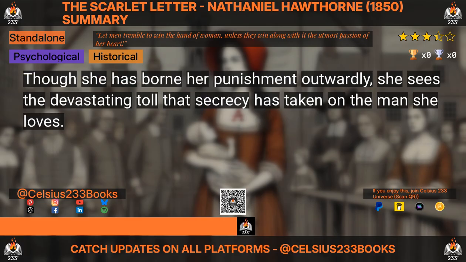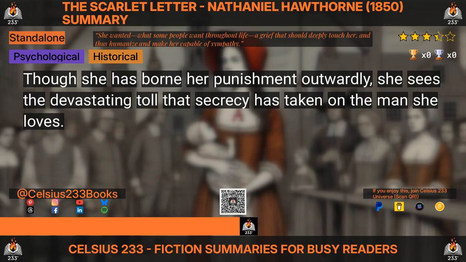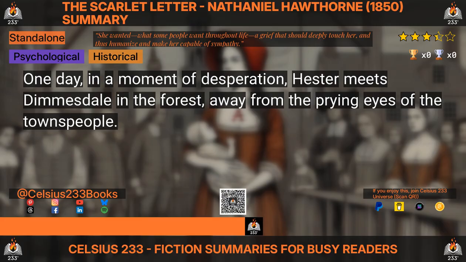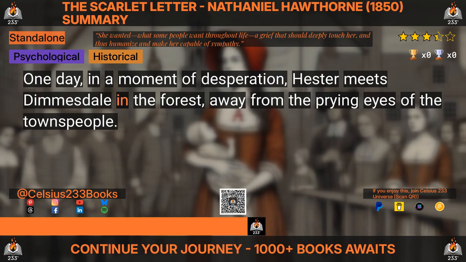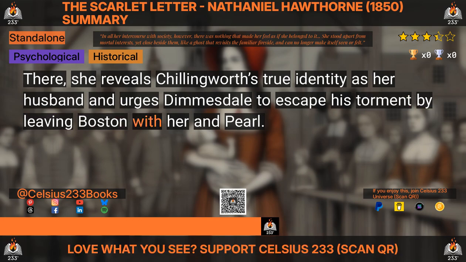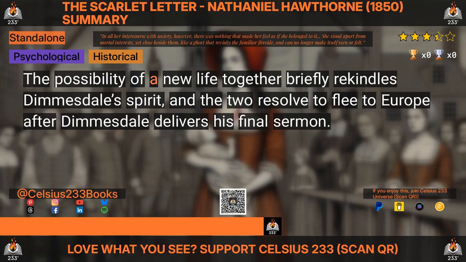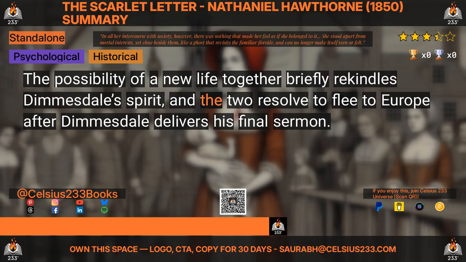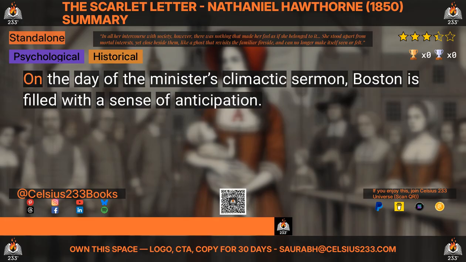Hester watches the slow destruction of Dimmesdale's spirit with increasing concern. Though she has borne her punishment outwardly, she sees the devastating toll that secrecy has taken on the man she loves. One day, in a moment of desperation, Hester meets Dimmesdale in the forest, away from the prying eyes of the townspeople. There, she reveals Chillingworth's true identity as her husband and urges Dimmesdale to escape his torment by leaving Boston with her and Pearl. The possibility of a new life together briefly rekindles Dimmesdale's spirit, and the two resolve to flee to Europe after Dimmesdale delivers his final sermon.